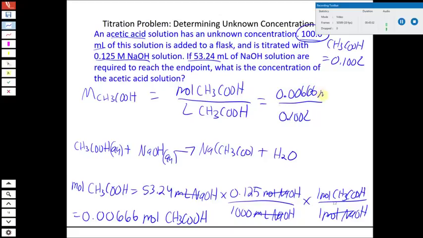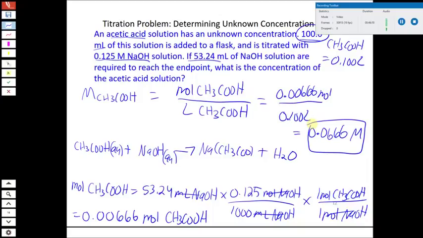0.00666 moles of acetic acid. That's the volume that we determined. So we divide the two to get the molarity, which is still an unlucky number, but one less decimal place. 0.666 molar. Okay.